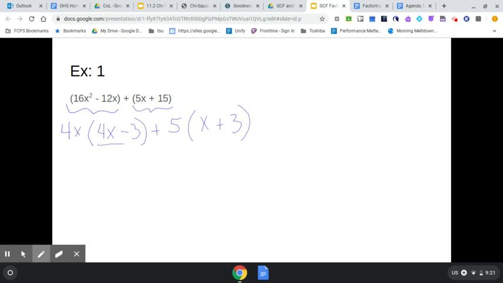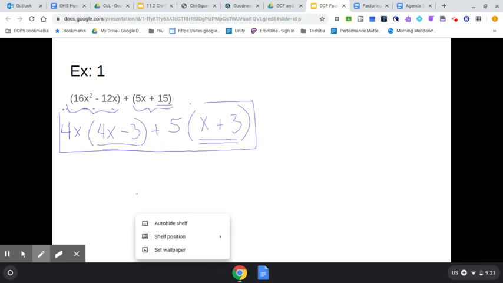All right, let's take a look at those residual factors. 4x minus 3 and x plus 3. Notice they do not match. So box it, we're done. That is our factored form. Okay, let's go ahead and take a look at the next example.